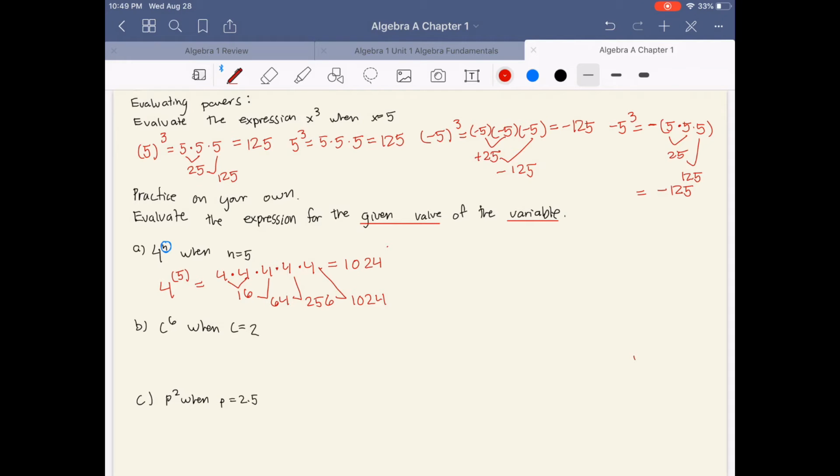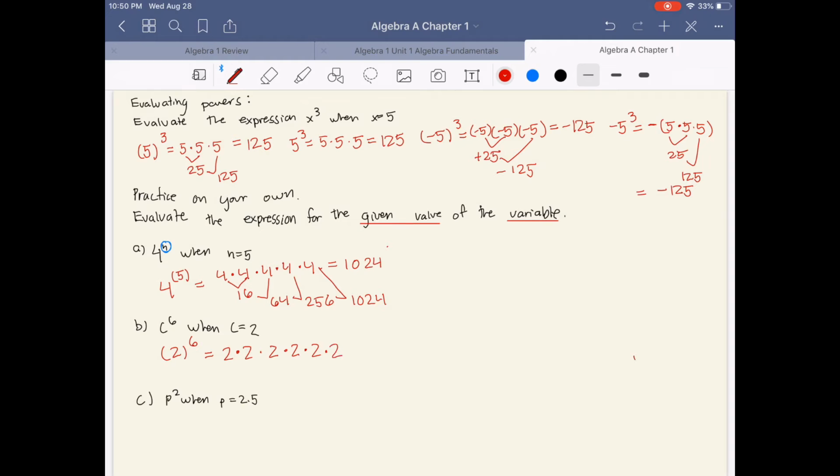Okay, so let's go over B. Now c to the 6th power when c equals 2. So you're going to replace c with 2. Then to the 6th power. Make sure you do that parentheses for a habit. Now you rewrite 2 how many times? 6 times. Okay? So 2 times 2 times 2 times 2 times 2 times 2.